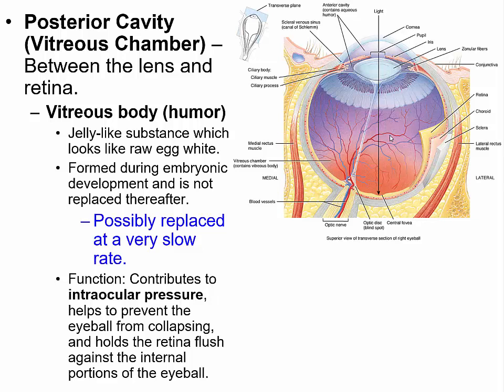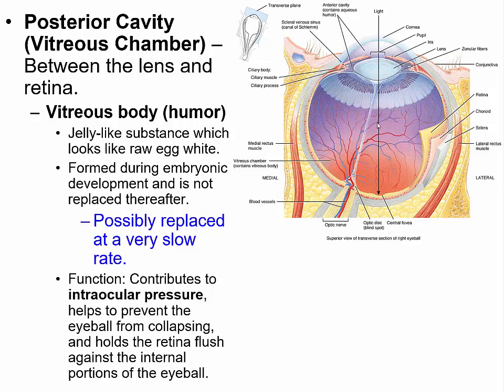Now, some sources will say it's replaced, but it's replaced very, very slowly. Other resources say once you're born, this is the amount that you're going to have for the rest of your life. The function of this is that it's going to contribute to intraocular pressure, and it helps prevent the eyeball from collapsing. So without this vitreous humor in here, the eyeball would just collapse.